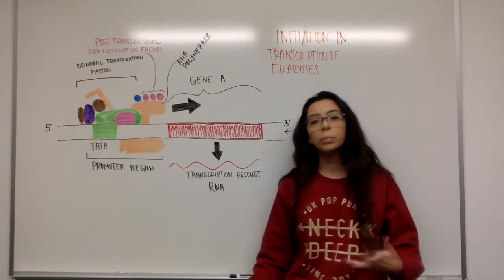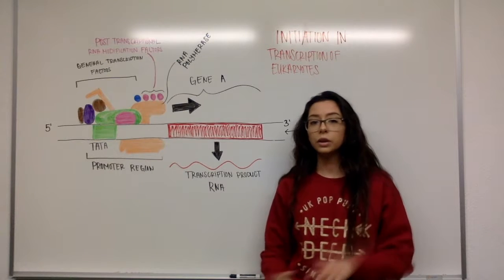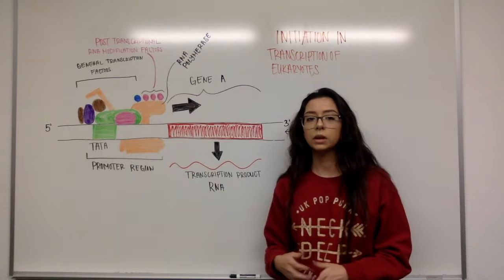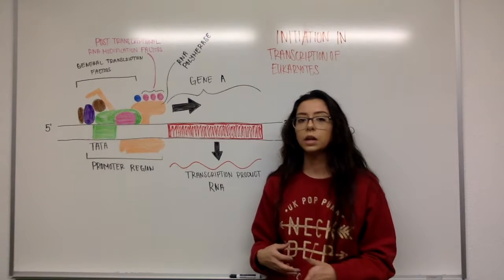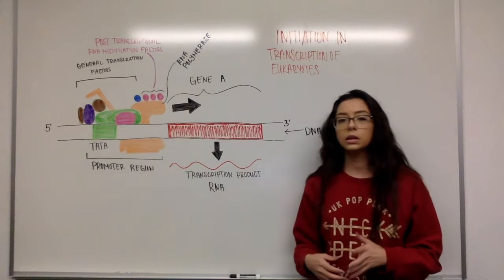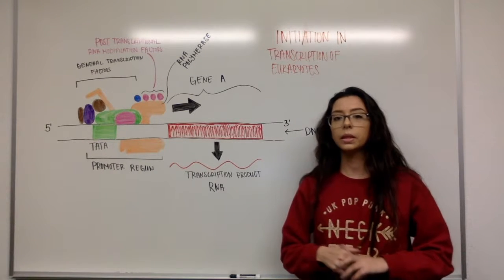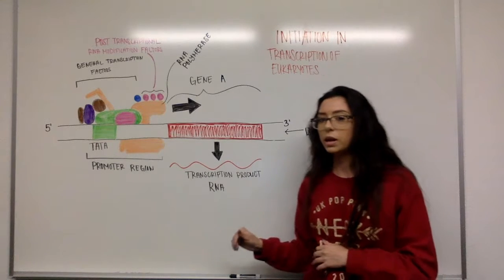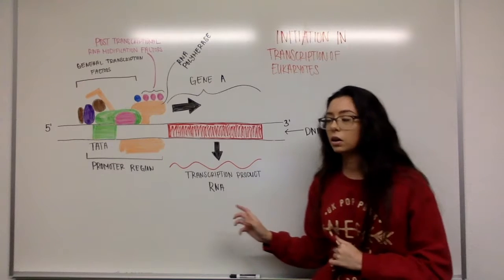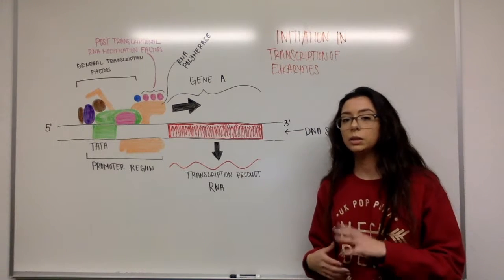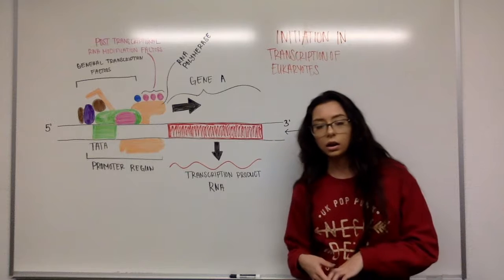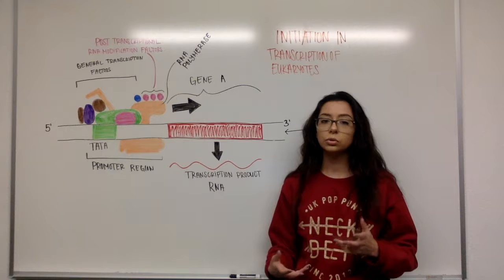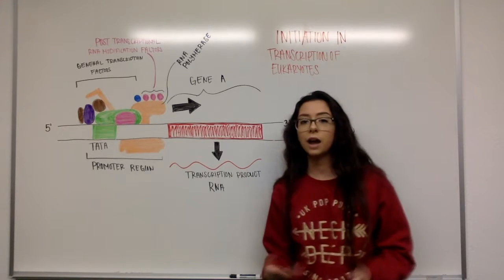The most important core promoter element in eukaryotes is known as the TATA box, which is found 25 to 30 base pairs upstream from the start site of the transcription site. The TATA box is the binding site for a transcription factor known as the TATA binding protein, otherwise known as TBP, which is a subunit of another transcription factor, transcription factor 2D, otherwise known as TFIID.